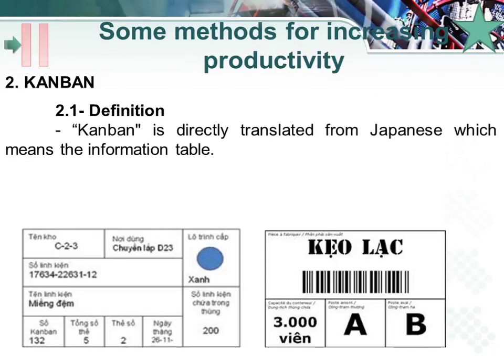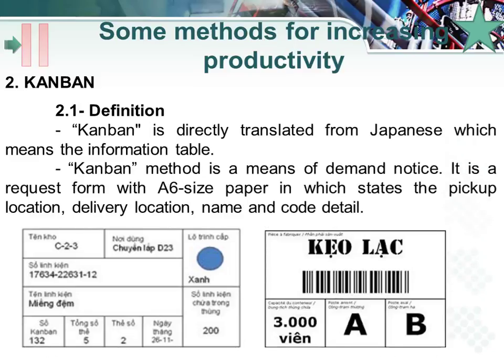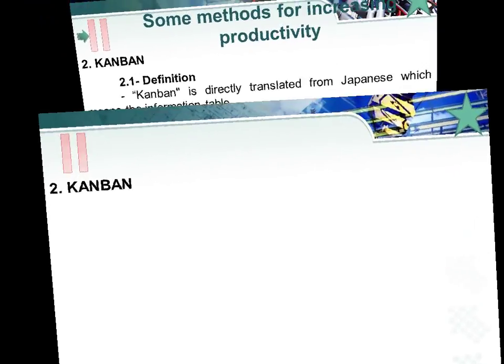Now we'll go to the Kanban, the second content. First, we will go to the definition of Kanban. Kanban is directly translated from Japanese, which means the information table. Kanban method is a means of demand notice. It's a request form with A6 paper in which state the pickup location, delivery location, name and code detail.